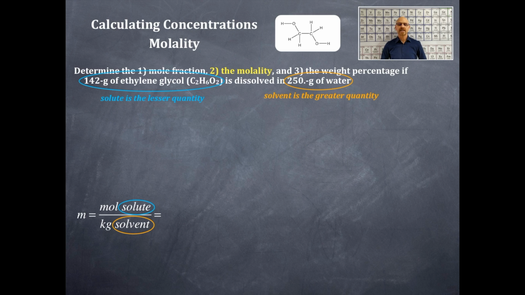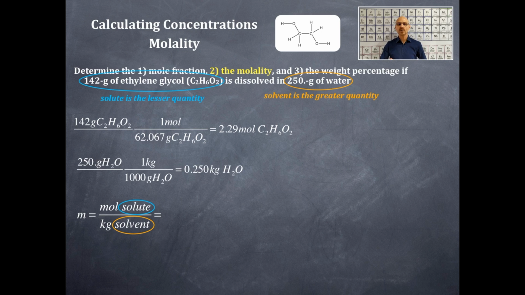So we've already delineated which is the solute and which is the solvent. The solute is in the lesser quantity, the solvent is in the greater quantity. I'm going to convert the grams of ethylene glycol, that's the solute, into moles of ethylene glycol. We did this actually in the mole fraction problem. I'm using the molar mass of ethylene glycol, and now I have 2.29 moles of ethylene glycol, that's C2H6O2.